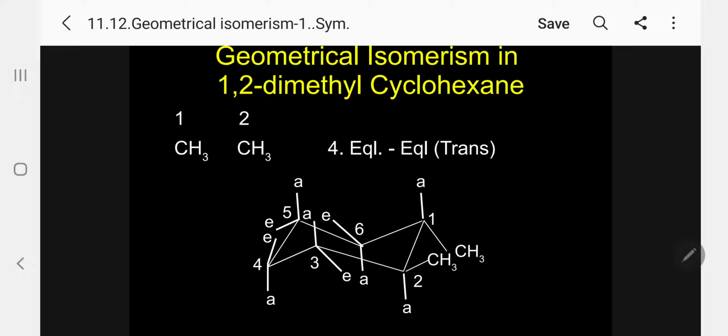So totally, how many isomers are possible in this symmetrical disubstituted 1,2-dimethylcyclohexane? There are 3 isomers possible. One is axial trans, 1,2 axial methyl groups trans. Number 2, axial equatorial or equatorial axial, both are the same, identical, that is 2. And the third one, equatorial trans. So in this case, trans isomers and 1 cis isomer are possible. So there are 3 geometrical isomers possible. Please have it in mind.